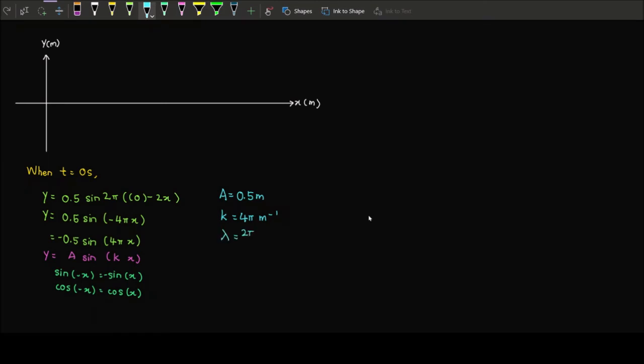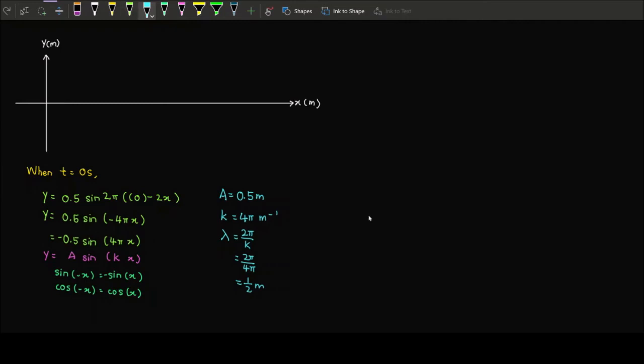Lambda transform from the wave number. So what you will end up with is 2 pi divided by 4 pi, so your lambda will be half meter. Okay, so you know these three things, start draw the graph.